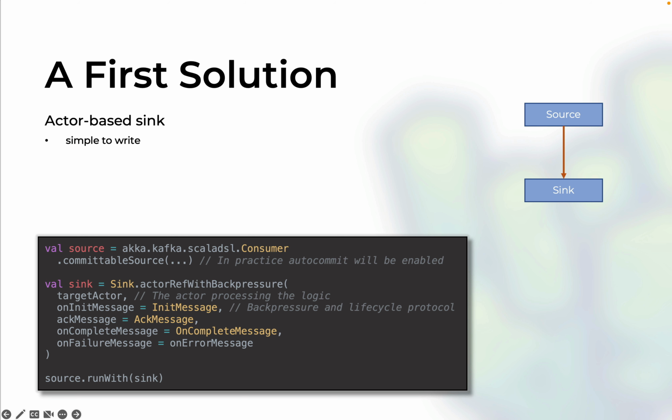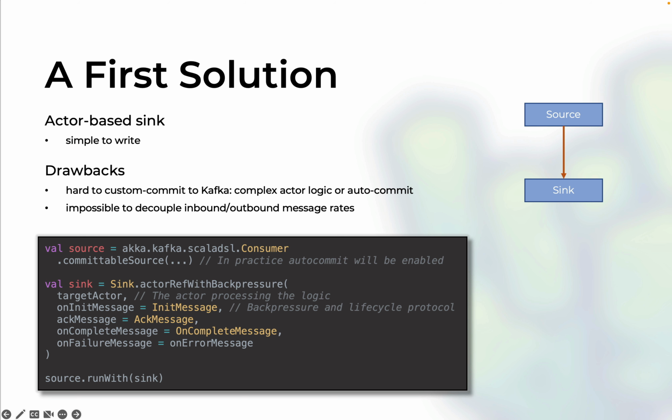However, there are some drawbacks to that. First of all, for all practical purposes, the sink should have auto commit enabled. Otherwise, it's really hard to write and the actor logic becomes super complex. And it's also impossible to decouple inbound and outbound message rates, which was our last requirement. This is strictly in a one-to-one correspondence from messages to Kafka to the messages that the actor can handle. So this is not necessarily suitable for us if we want some custom logic.